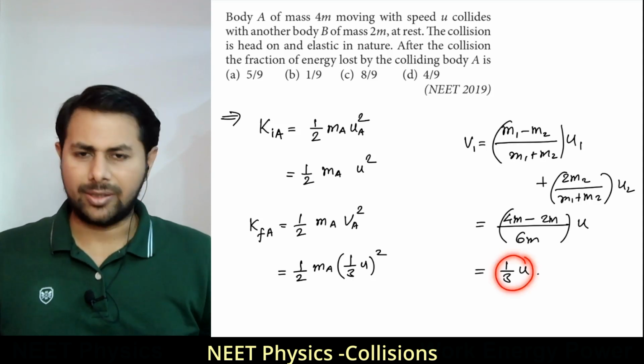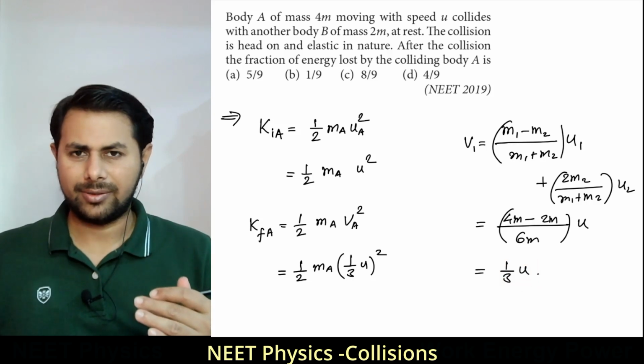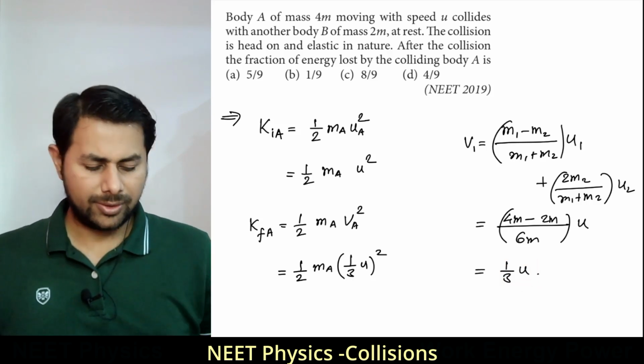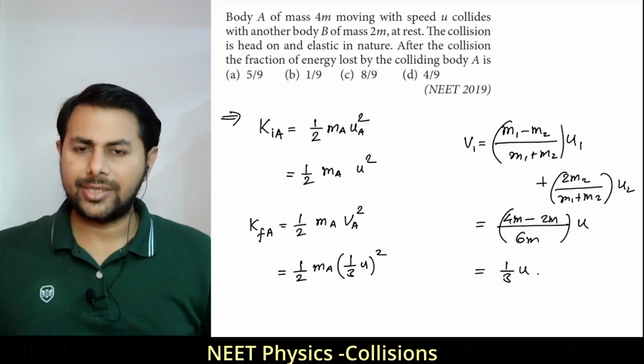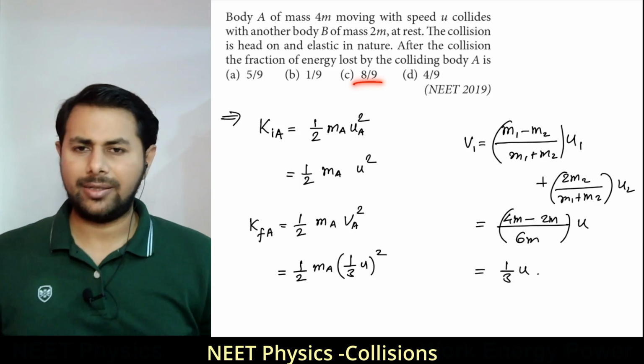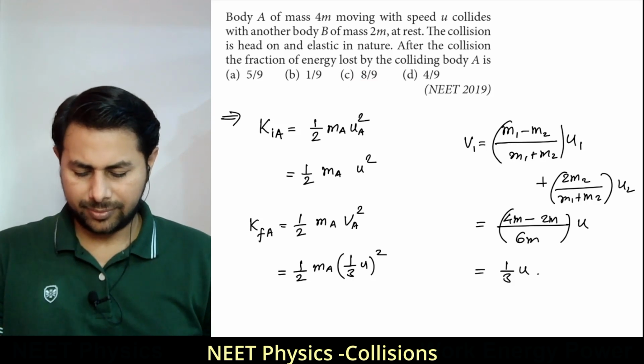Speed becomes 1/3, means kinetic energy becomes what? 1 by 9. Okay, so the kinetic energy is lost by the fraction of 8 by 9. That is the answer, right? Yes, no?